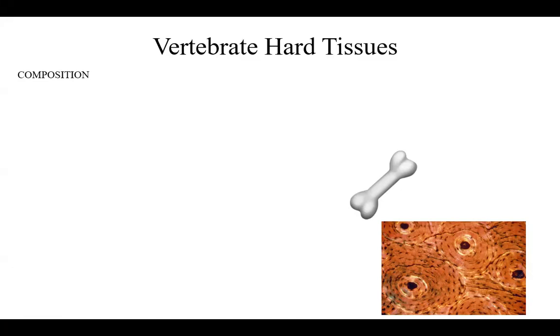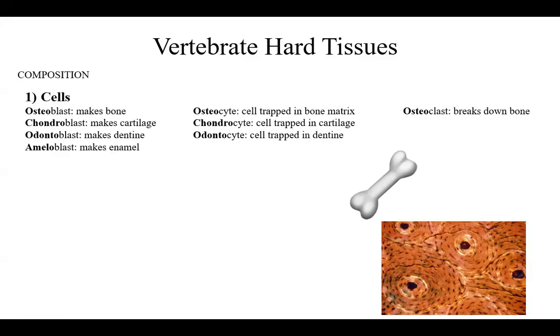So the composition: you have notes on your lecture, on your lab notes. So you can take notes on that if you want to. But of course, you're welcome to use your notebook. Those are for you. So there are 4 parts of the composition of vertebrate hard tissues.